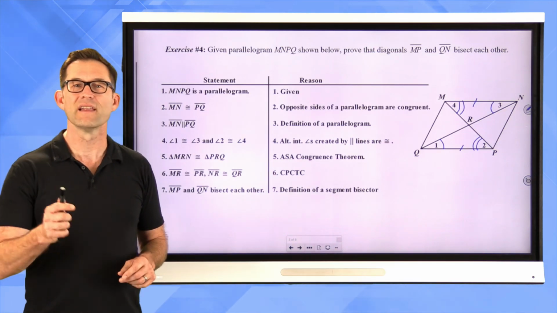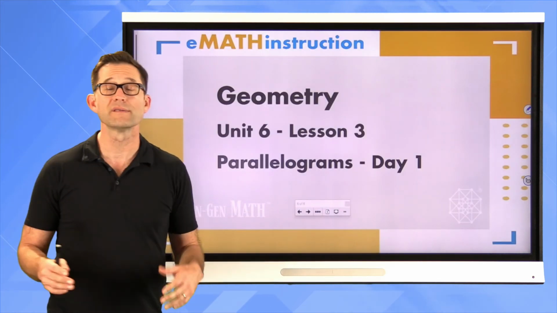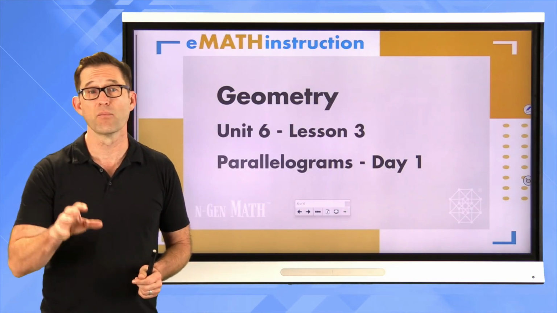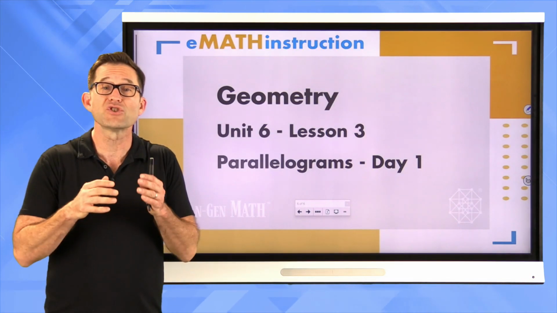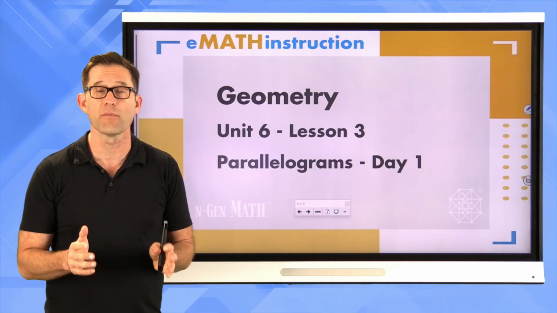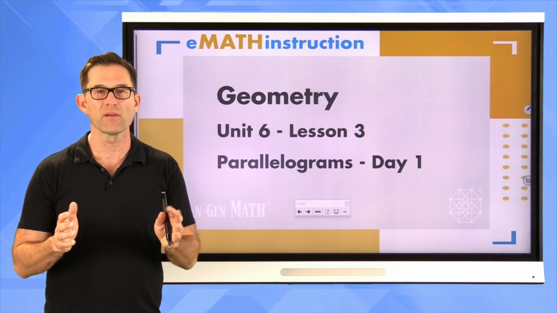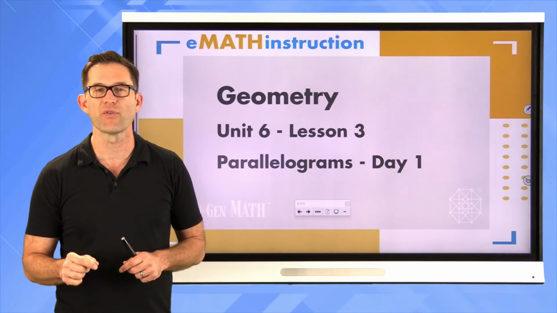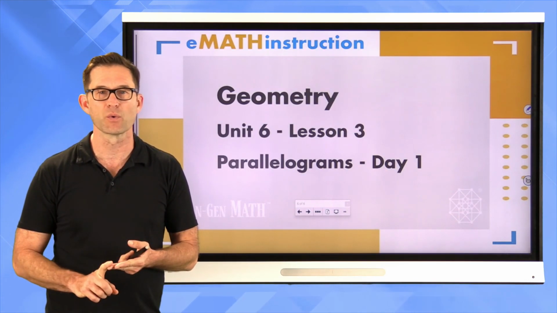All right, let's wrap this up. Today was the first of two days that we are spending on parallelograms in this course, and you may even spend more than that in your actual geometry course. Today we started with the very definition of a parallelogram, a four-sided figure with two pairs of parallel sides. And from that definition we proved a bunch of interesting things. We proved that adjacent angles were supplementary and opposite angles were congruent.